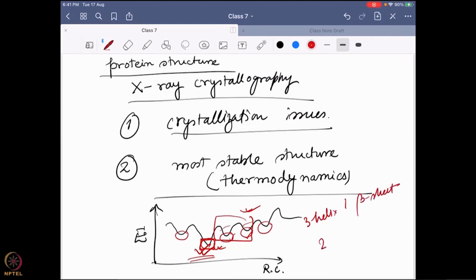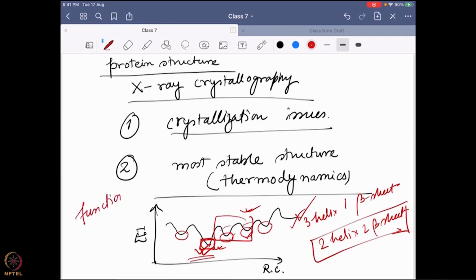However, the most stable structure probably has 2 helix, 2 beta sheet. So if I get this particular structure, I may not have an idea what the actual structure is, which is the more functional one. That is why the functional structure might be different, which is also known in more colloquial terms as the solution structure. In the solution, the protein structure may have different orientations. And we might not get the real picture if I only look into X-ray crystallography.